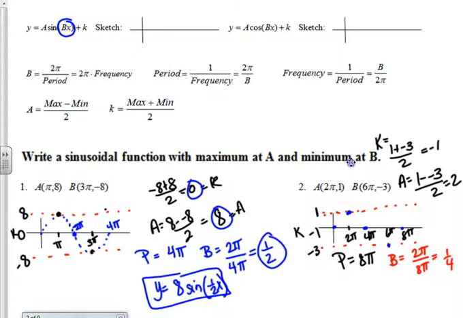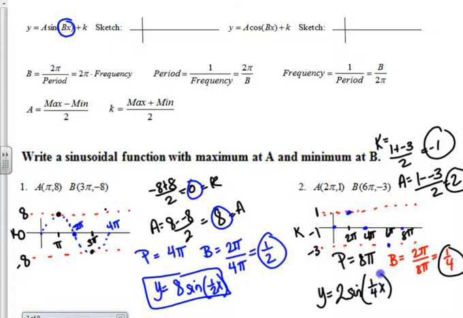Almost home free. I have the K value, I have the A value, I have the B value, and I know it's sinusoidal. So the A goes in front, 2 sine, and then 1/4 x, B times x, and then plus the K. Instead of plus a negative 1, I'm just going to write minus 1, and that is my trig function. Okay, next set of problems.